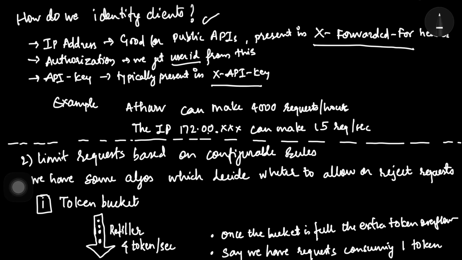For example, we might allow a user like Athar to make 4,000 requests per hour, but simultaneously apply a stricter limit to an anonymous IP address, say only 15 requests per second, to prevent DDoS attacks or scraping on our systems. By combining these identification methods with our gateway architecture, we have satisfied our first functional requirement. We now have a way to track the traffic and a central place to block it.